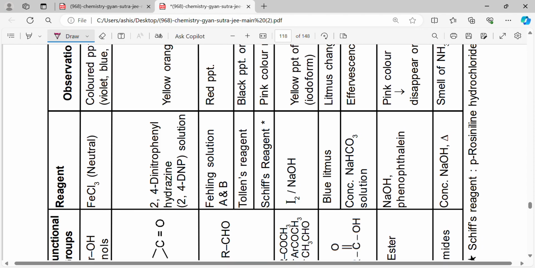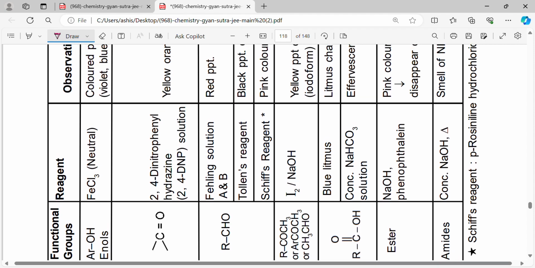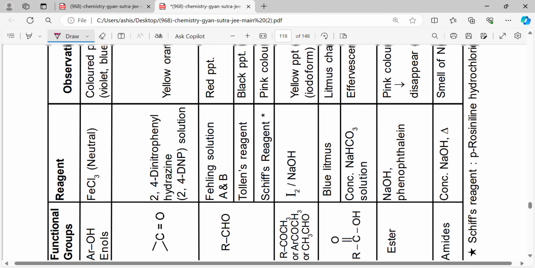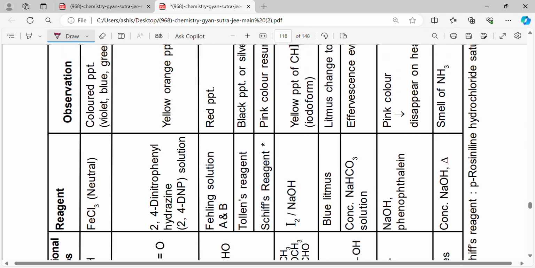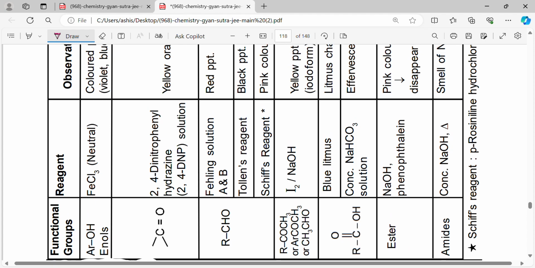And the carbonyl group, yes, the carbonyl group may be of an aldehyde or ketone. It can be identified using 2,4-DNP solution. When 2,4-DNP solution reacts with that carbonyl group, a yellow-orange precipitate will appear.